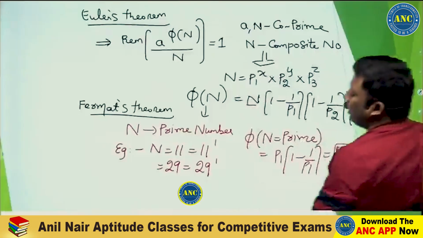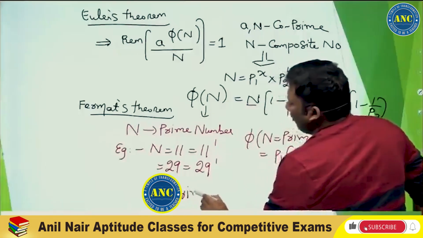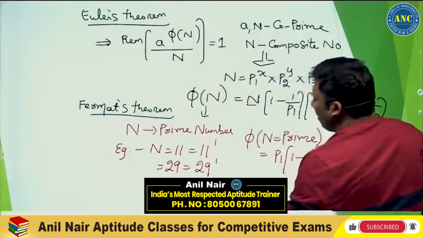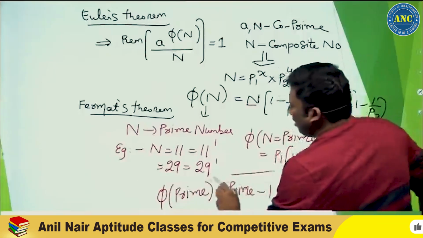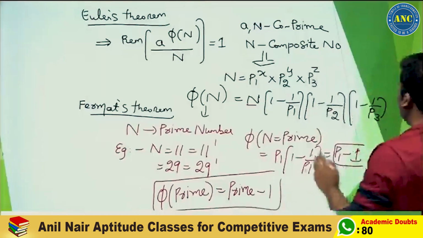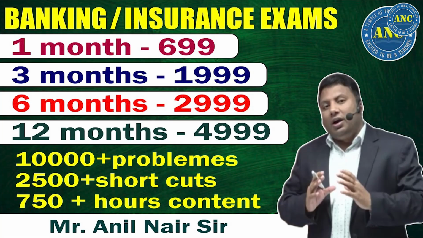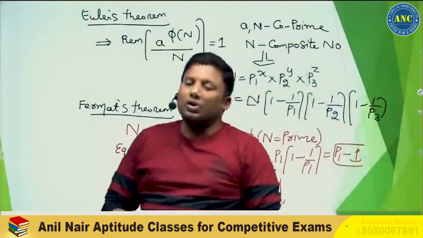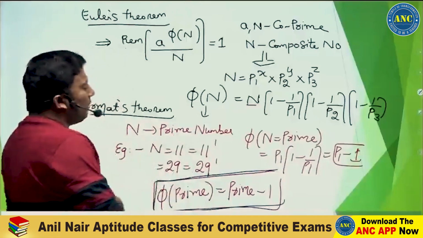Very, very important point. Please write down. Totient of a prime number is nothing but prime number minus 1. Take the totient function of a prime number. The totient function of a prime number is always given by prime number minus 1. How did you get prime number minus 1?